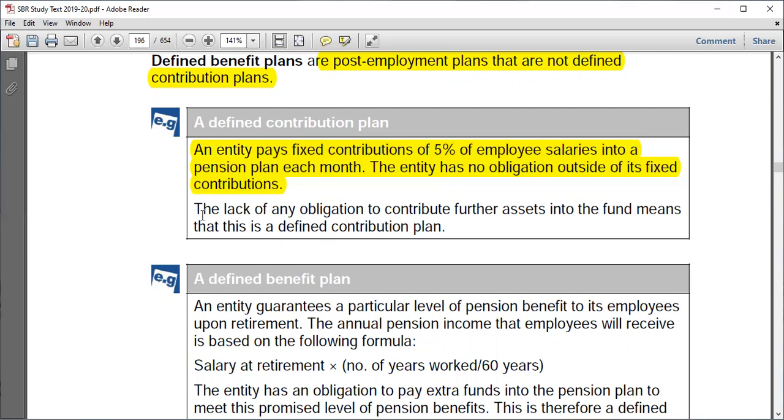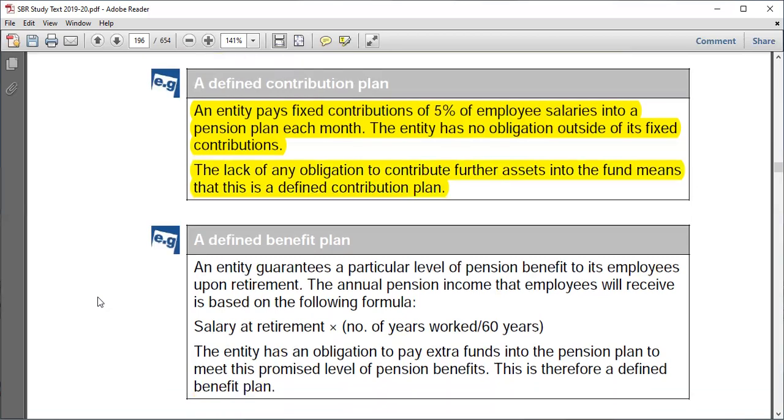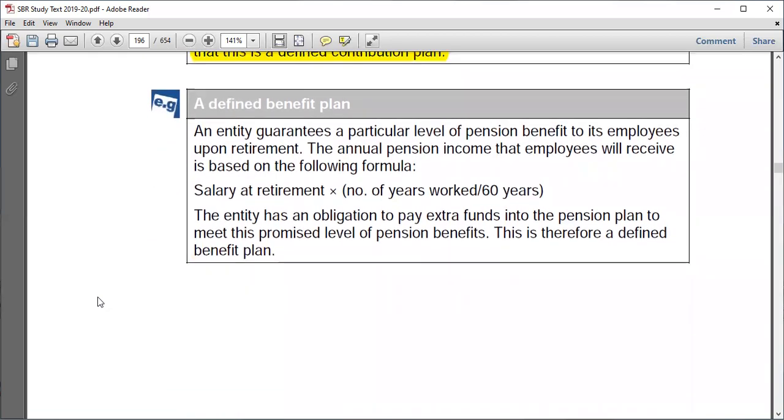That's why we say the lack of any obligation to contribute further assets into the fund means that this is a defined contribution plan. So just take a look at whether an entity still has an obligation or not. If the obligation is totally extinguished just after contributing, that's a defined contribution plan. Else, it's a defined benefit plan, sorry. All right, maybe another example here.